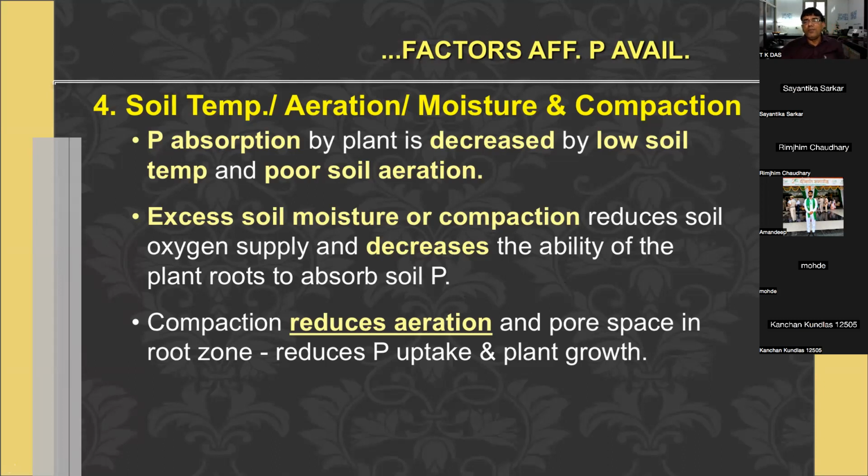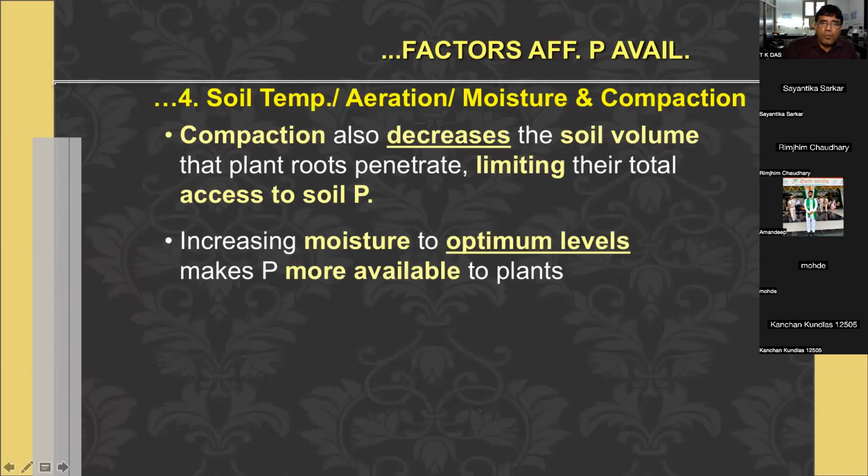And it will also affect the microbial activity. Microbes are responsible for mineralization of organic phosphorus. Compaction also decreases the volume that plant roots penetrate, limiting their total access to the soil. Increasing moisture to an optimum level makes phosphorus more available to the plants.